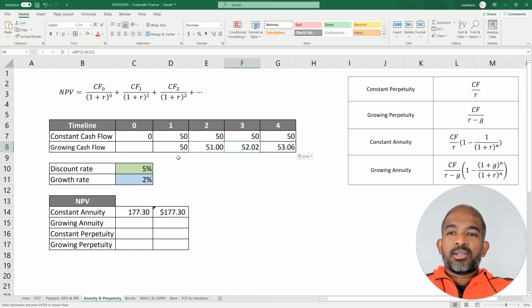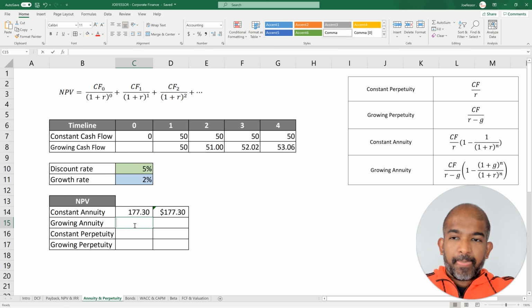So what do we see from these cash flows? In year 1 you receive $50. Year 2 you get $50 plus an extra 2%, so the cash flow has grown by 2%, right? And year 3 and year 4 and so on. How do we find the NPV of a growing annuity?